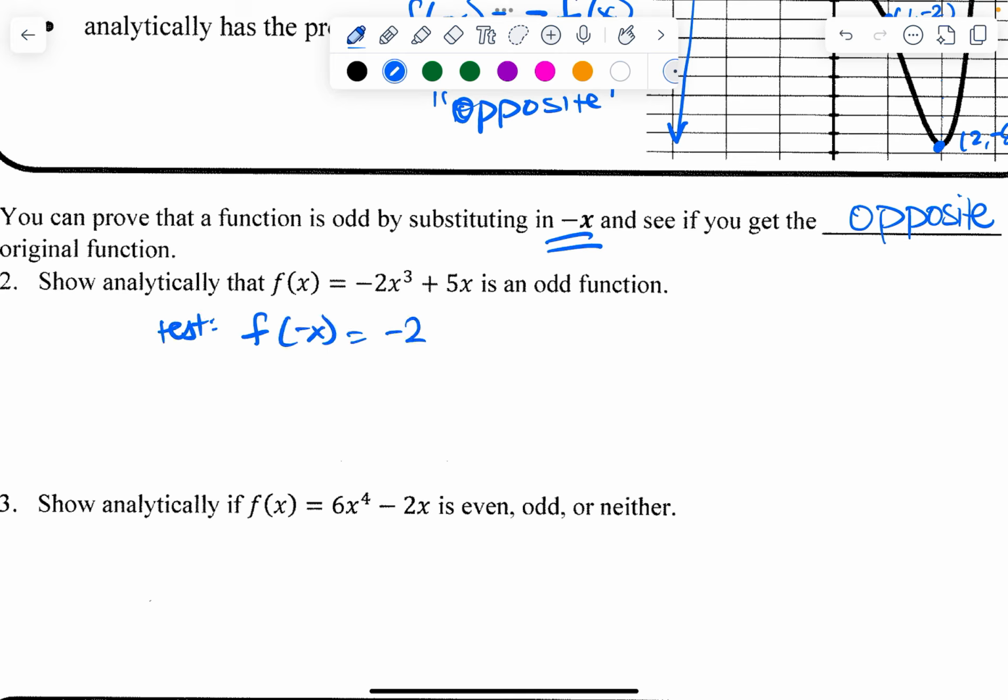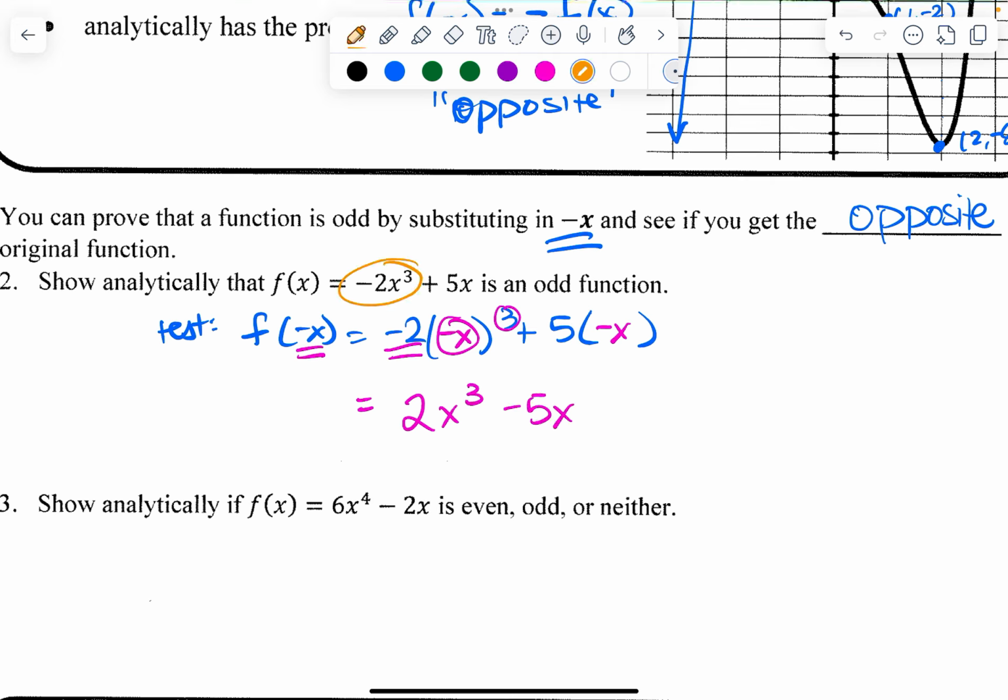So here we go, negative 2x to the third plus 5 times x. Instead of x, I'm going to plug in negative x. Negative x to the third is negative x to the third, times a negative 2 is positive 2x to the third. And then 5 times negative x is negative 5x. Let's compare it. This was negative, now this is positive. This was positive, now this is negative. Everything is opposite. So since it's opposite, we know this is an odd function.